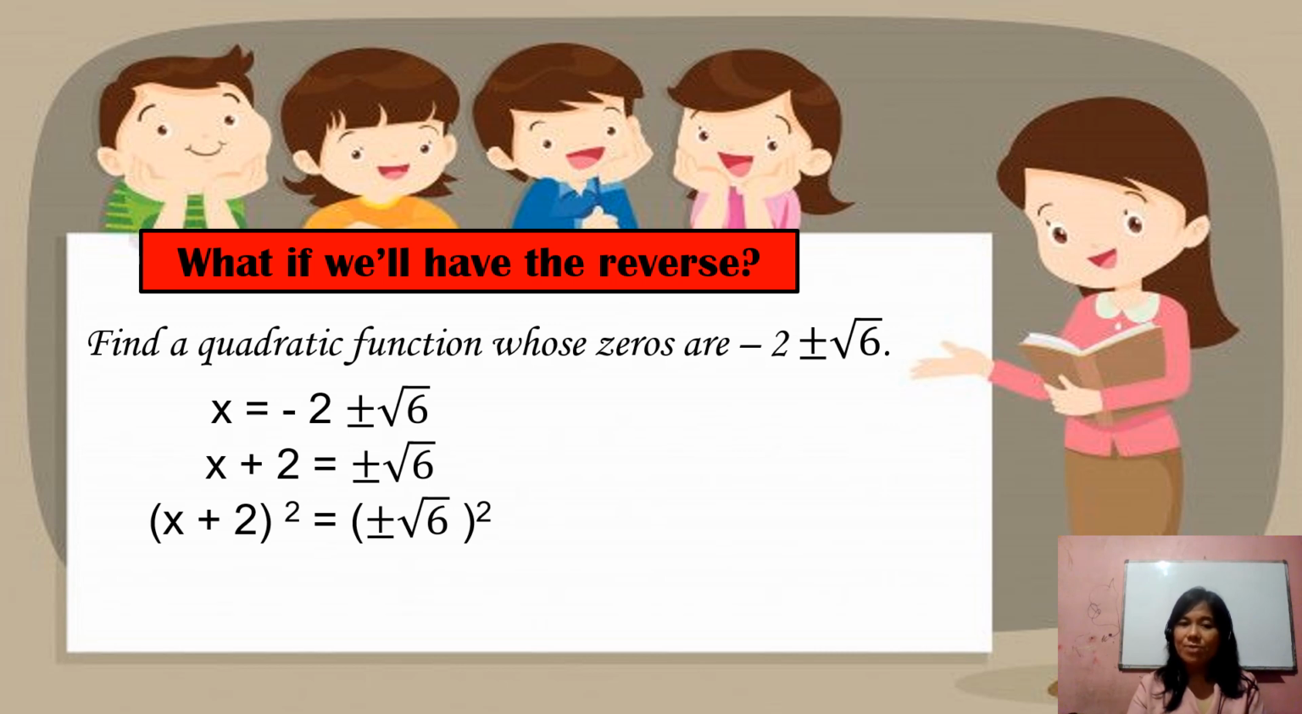Let's start on this side, with x plus 2 squared. We squared both sides of the equation. So let's start there, doing the FOIL method. That means x plus 2 times x plus 2. Let's do FOIL. If we do that, let's write it first.